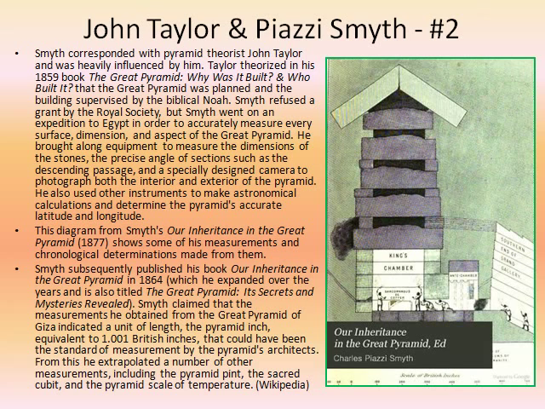Smythe claimed that the measurements he obtained from the Great Pyramid of Giza indicated a unit of length, the pyramid inch, which was equivalent to 1.001 of the British inch that could have been the standard of measurement by the pyramid's architects. From this he extrapolated a number of other measurements, including the pyramid pint, the sacred cubit, and the pyramid scale of temperature. This is all taken from Wikipedia.